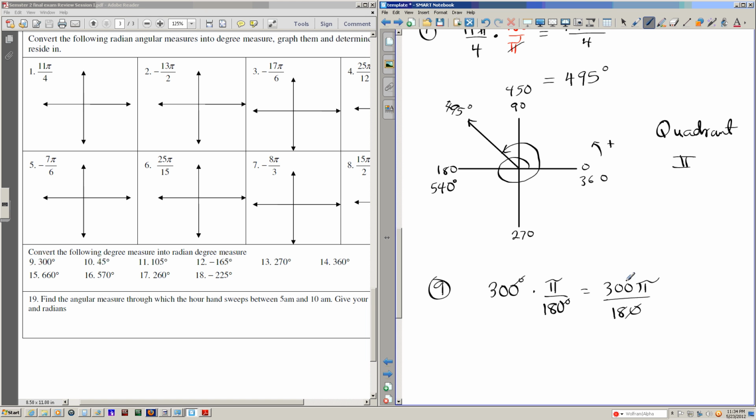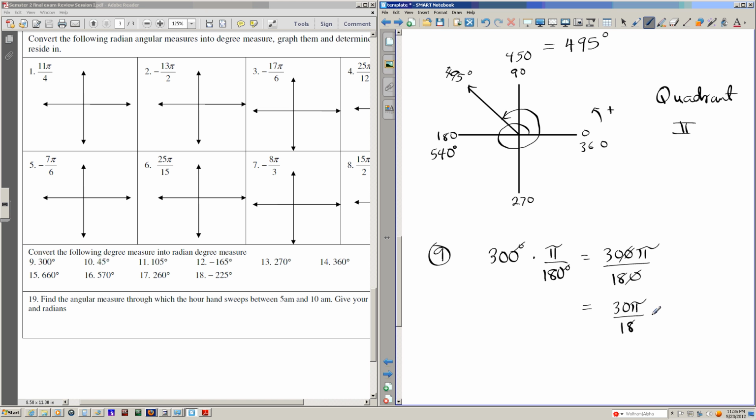But of course, you can reduce this. The zeros cancel out by dividing by 10. And then you have 30 pi over 18. And we know that 6 goes into both, so we can just divide by 6, top and bottom. So we're going to have 5 pi over 3. And there is your final result. Okay? So there you have it.